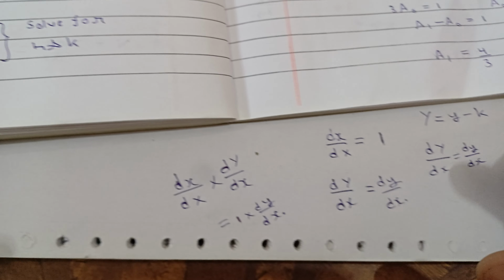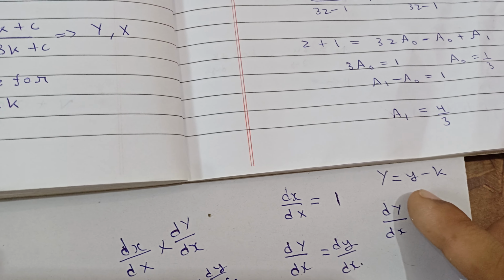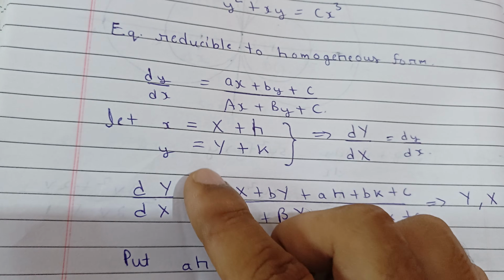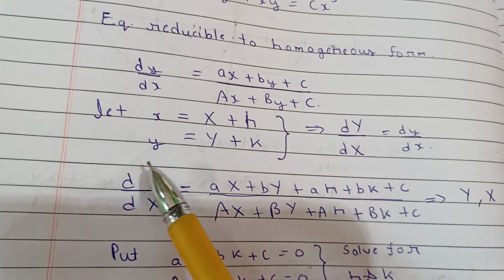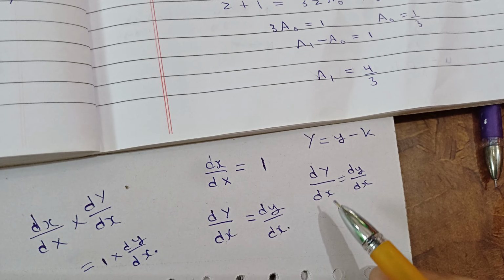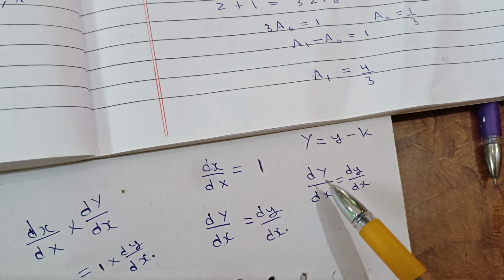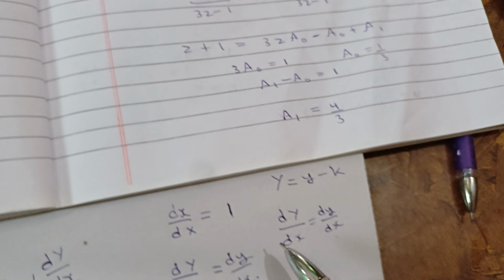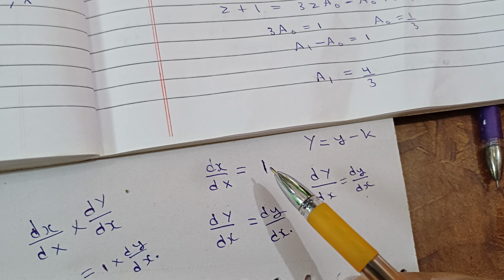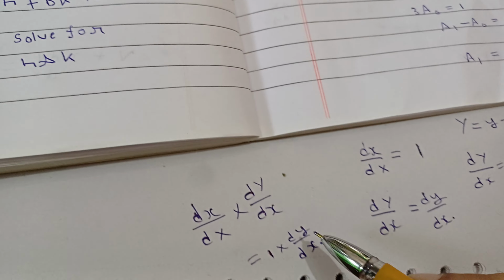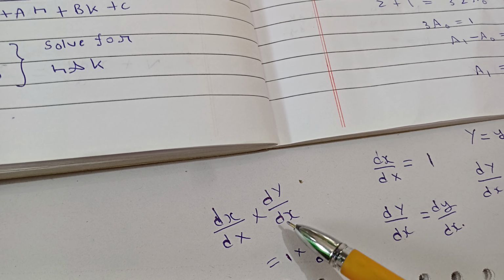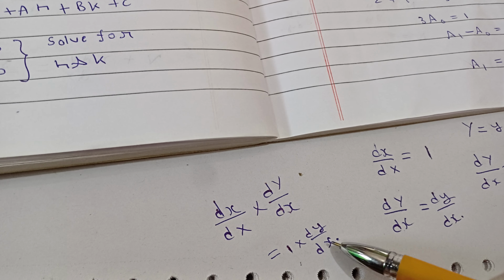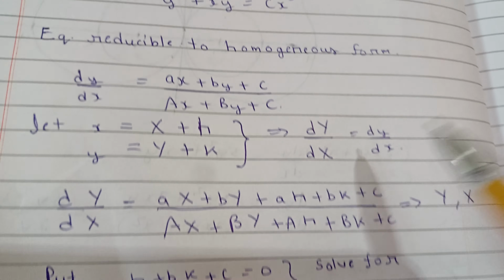So that's how you can check. Means if capital Y equal to y minus k, then it will give you dY by small dx equal to dy by dx. And from this first equation you can see that d small x divided by d capital X will be 1. Okay, so just multiplying these dx by dX and dY by dx, this will cancel out and it will give you 1 into dy by dx. So this will be equal to dy by dx. That's how you can find.